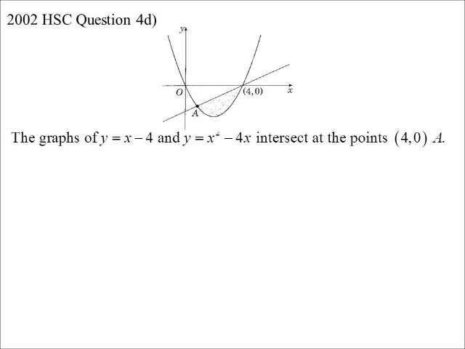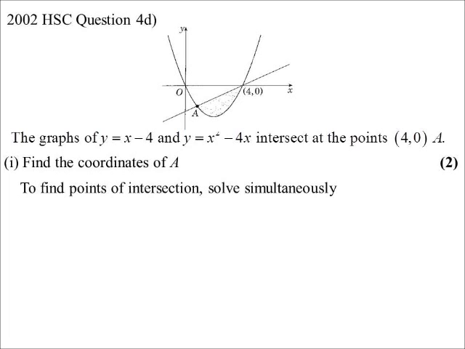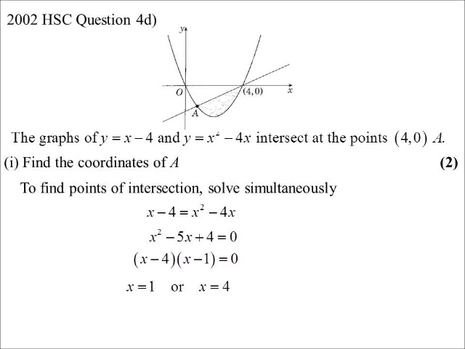The graph of y equals x minus 4 and y equals x squared minus 4x intersects at the point 4, 0, and A. So just in case you couldn't see that in the picture, they told us. Find the coordinates of A. Solve them simultaneously. Remember? x minus 4 equals x squared minus 4x. We get two answers. One answer is x equals 4, which we were expecting. The other answer obviously must be A. So A is the point 1, and its y value when we sub back in, -3. Remember? 2-unit questions.